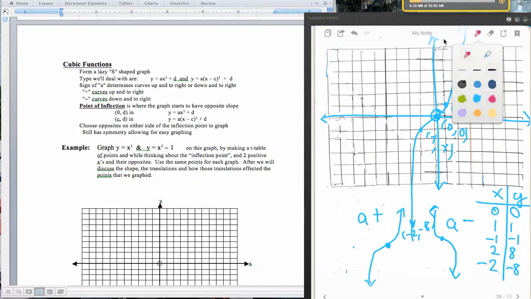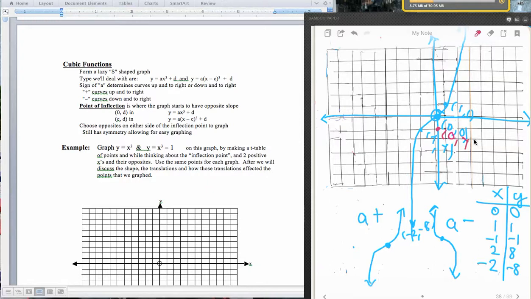All right, the next one we're going to take a look at here is y equals x cubed minus 1. I'm going to do this on the same graph to show you that y equals x cubed minus 1 is the exact same graph that we had before. It's just pushed down by 1. So we see that negative 1 is the point where our graph has its inflection point. So we're going to put in 0, negative 1 here.